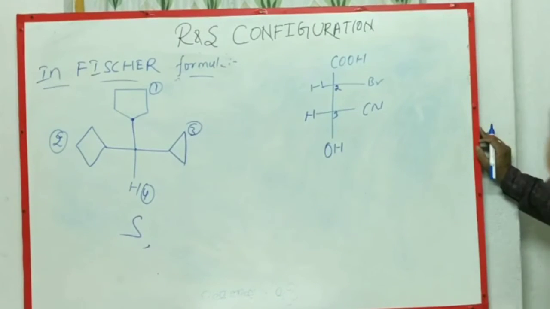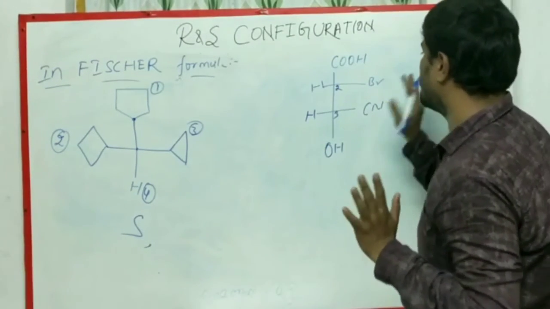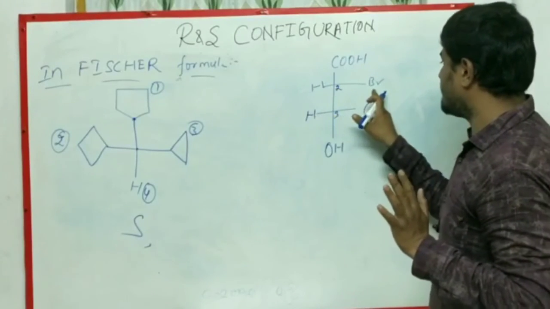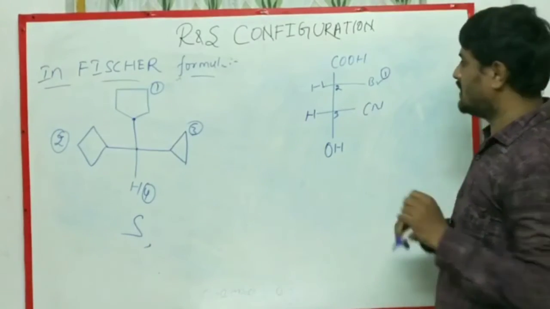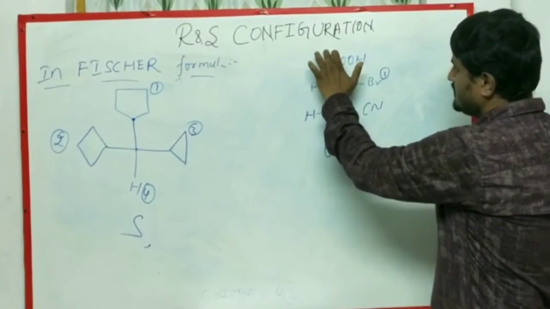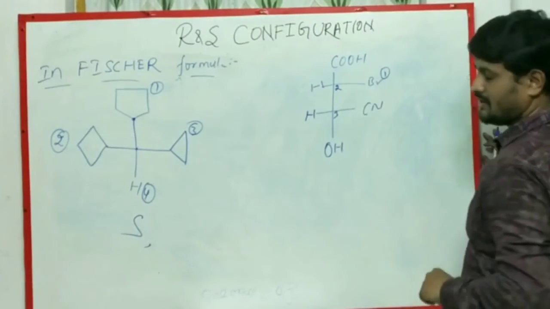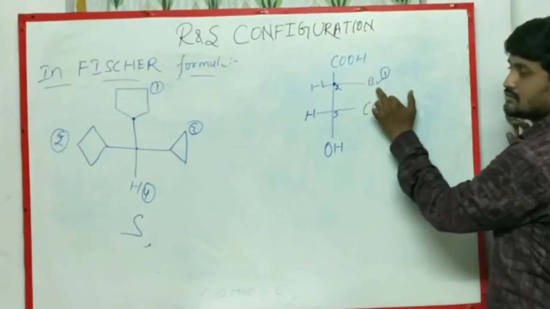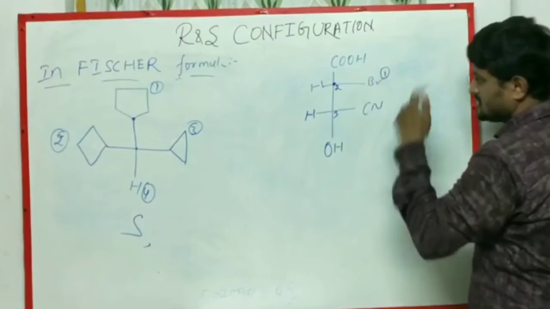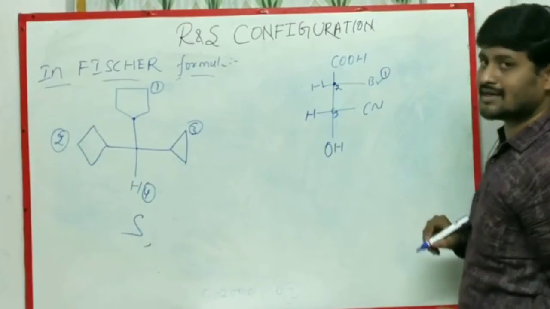Just observe the C2 configuration. First we have to consider the priorities of the C2 carbon atom. What is the first priority? Here directly attached bromine is first. The chiral carbon atom is directly attached to bromine, the first higher priority. In the case of second, this is carbon, this is also carbon, this is also carbon.